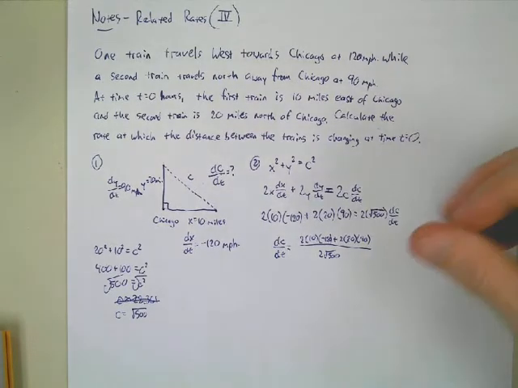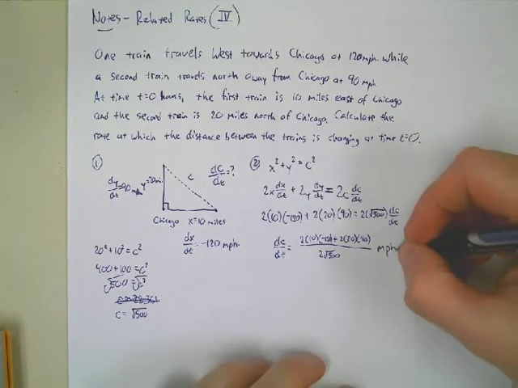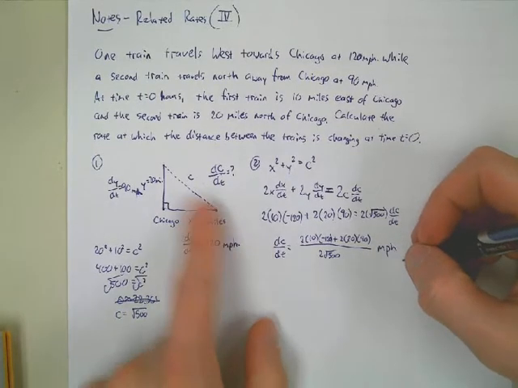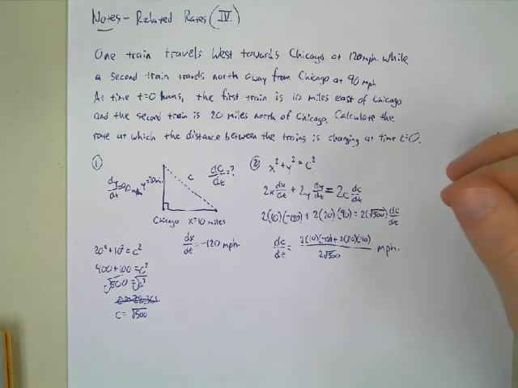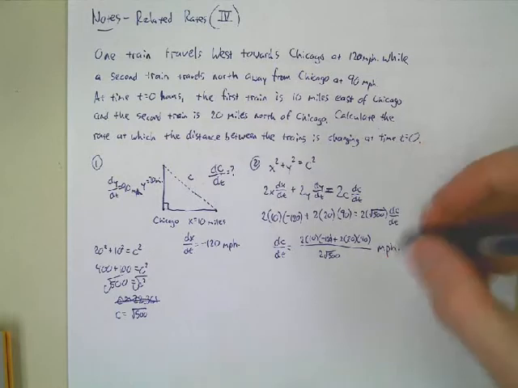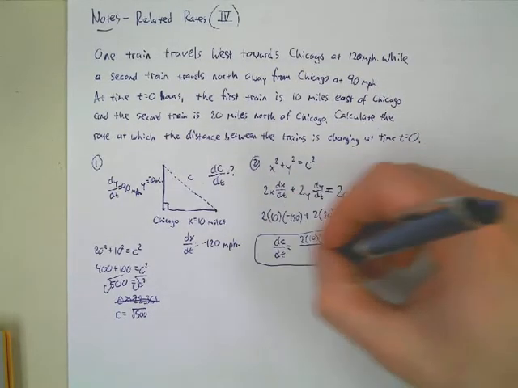Miles per hour, right? It's a rate of change of C, which is a distance, over time. So distance per time, so miles per hour there, okay? And so you can say, that's it, that's done. Of course, if this were like a multiple choice, though, or something like that, we want to be able to simplify that. So let's do that, too, here.